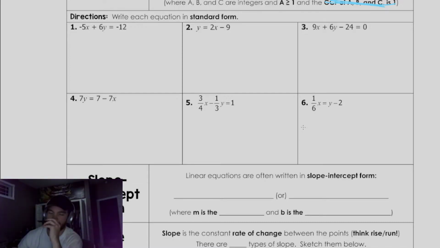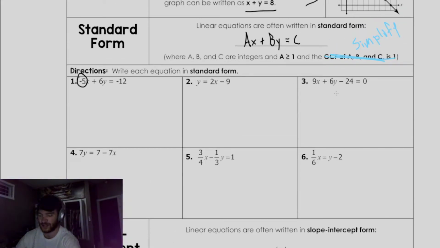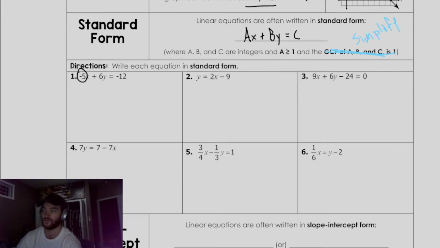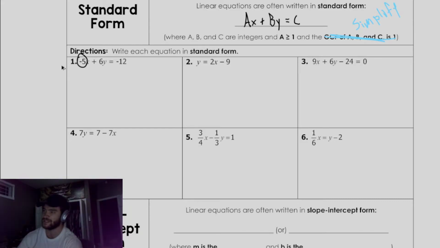So write each equation in standard form. So first off, let's just do number 1. We're going to skip around a lot in this. I'm only going to do a couple of these. So this -5, as we see, we already did not follow the first rule I was telling you was very important. The a has to be greater than or equal to 1. -5 is not greater than or equal to 1, right? So how am I going to change that? I'm just going to divide everything in this by -1.